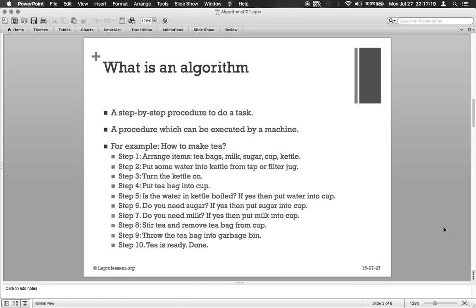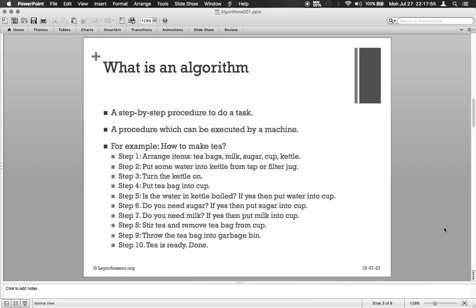So first step, we need to arrange the necessary items. For example, tea bags, milk, sugar, cup, kettle, or anything else you have thought which is different than this, and you make tea regularly. Then number 2 step would be you put some water in the kettle and let it boil. Let it boil will come a little later. Let's put some water in the kettle first. Then step 3, turn the kettle on.